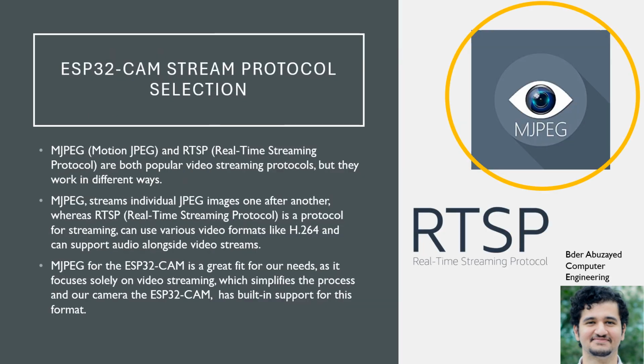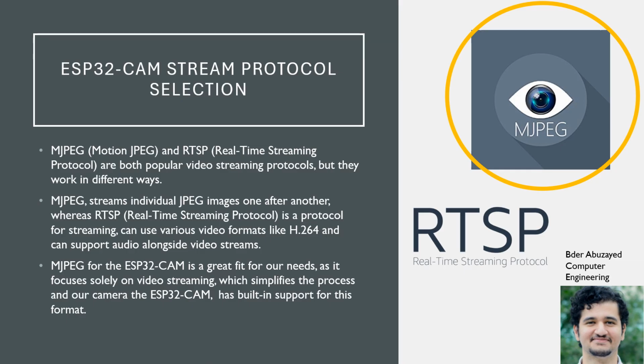To produce a continuous stream of video over the internet, we needed to figure out what format the video is being transmitted in, and how we obtain the video to display in our mobile application. Our options were Motion JPEG or Real-Time Streaming Protocol.